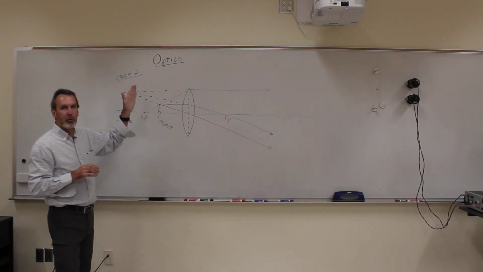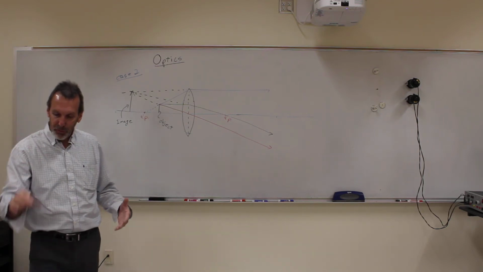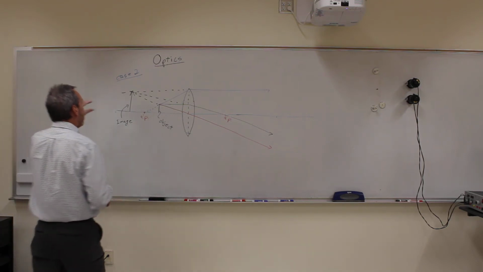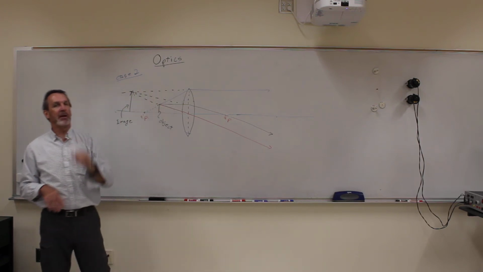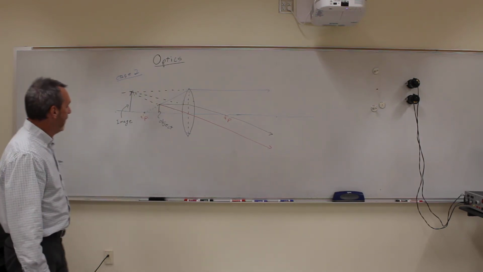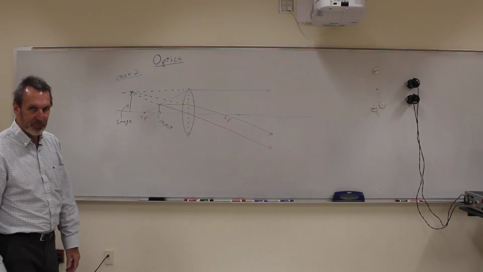That's what you call a virtual image, but you can see it. It appears to our eyes because the light rays seem to be coming from that point. They don't actually go through that point. They just seem to be coming from that point. All right, that's case 2.